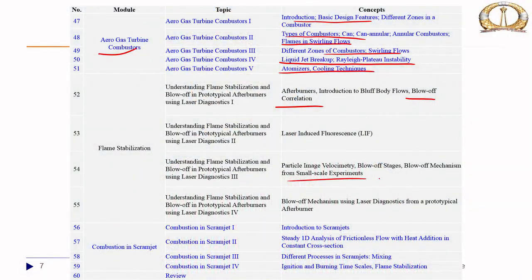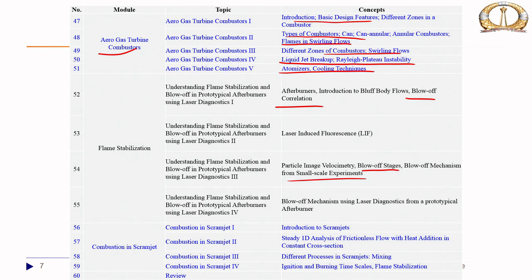Also, we looked into particle image velocimetry. We looked into the different blow off stages. The particle image velocimetry was used to understand the flow fields of combustion inside the combustor, the flow field in a flame which is stabilized by a bluff body. Then we looked into the different blow off stages. We looked into the blow off mechanisms, and that emerges from the small scale laboratory experiments. And then we discussed the blow off mechanism using laser diagnostics from a prototypical afterburner. These experiments were done at University of Connecticut.